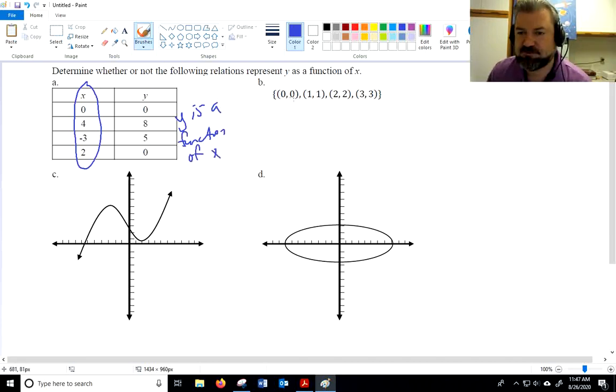All right, so let's use that in mind. Let's see about the x values here: 0, 1, 2, 3. Since they're each only listed one time, there's no possibility that there's an x value being mapped to two different y values. So we're going to say y is a function of x.